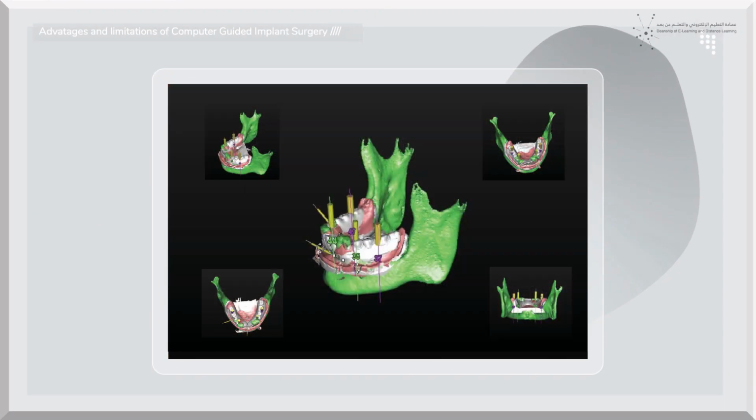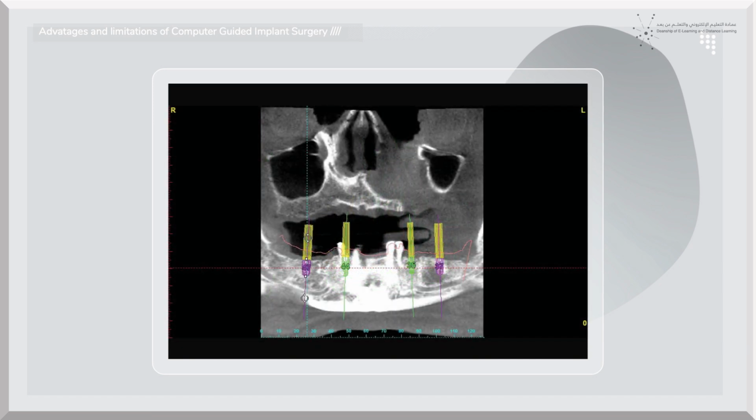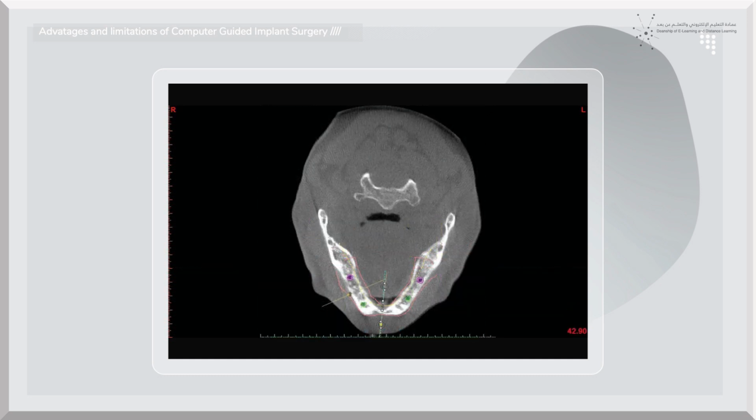Then, using Implant software, we imported the STL, which is representing the surface scan of the conventional wax-up of the patient. Then we planned the implants virtually according to the future prosthesis, and this is an axial cut showing the relation of the four implants to the buccolingual dimension, or the buccolingual width, of the jaw.